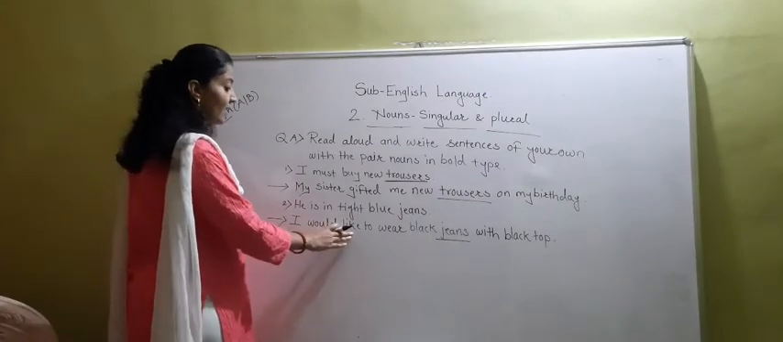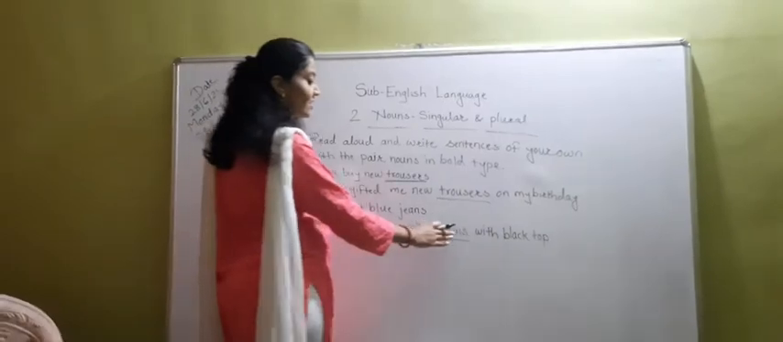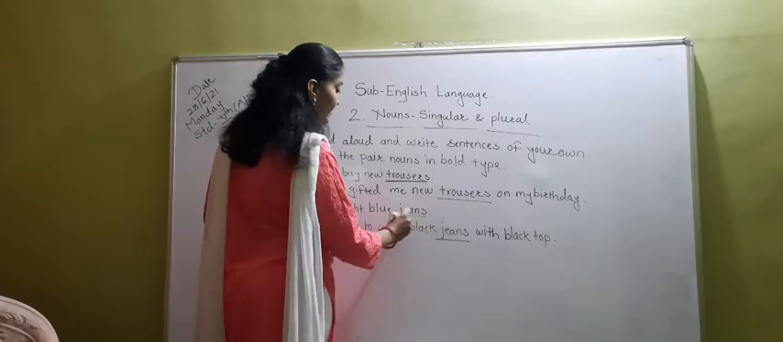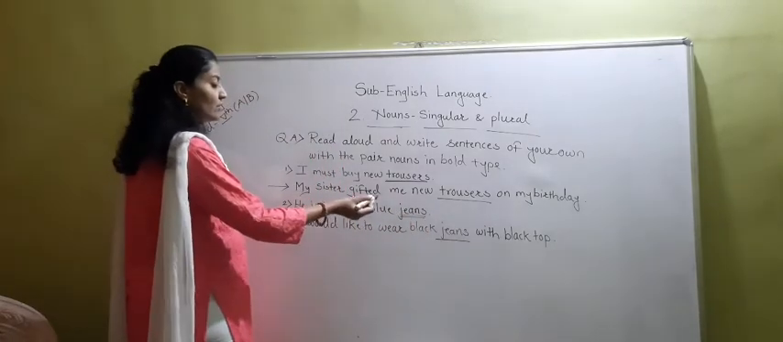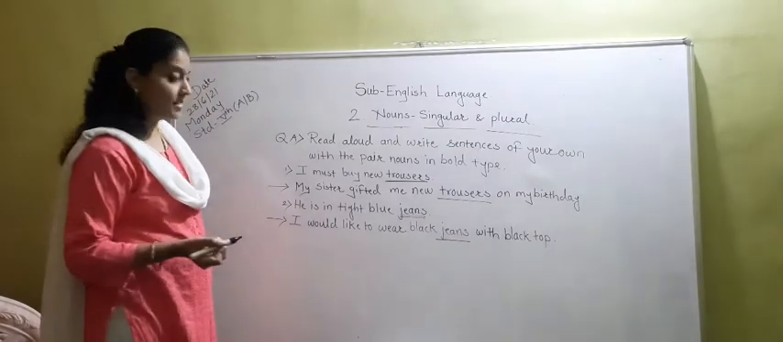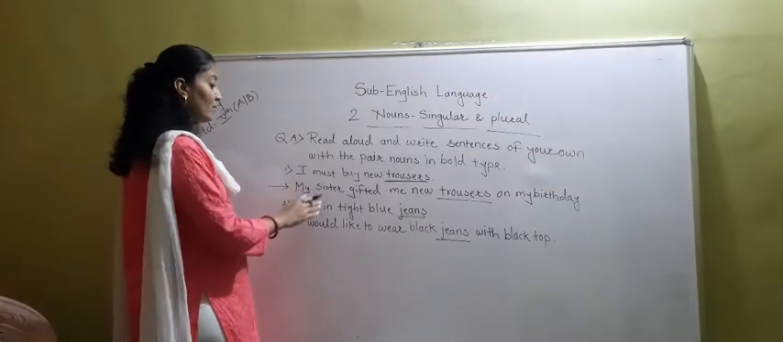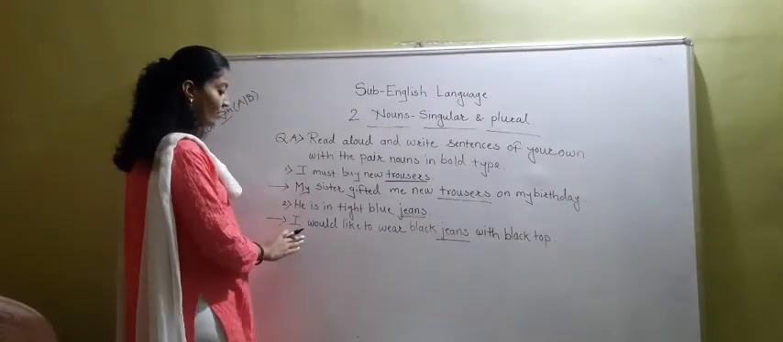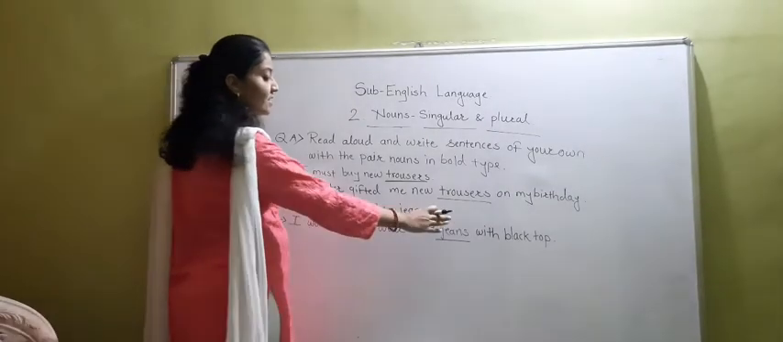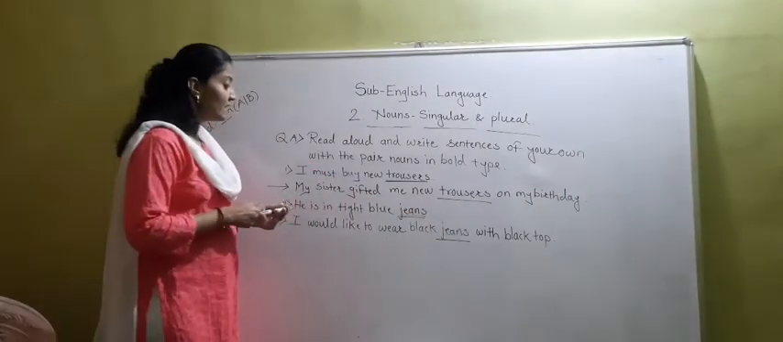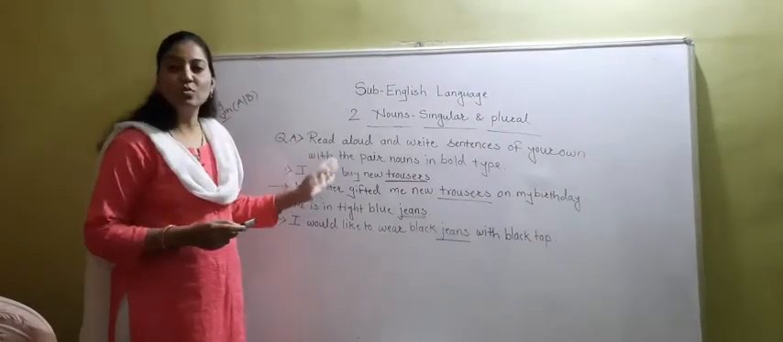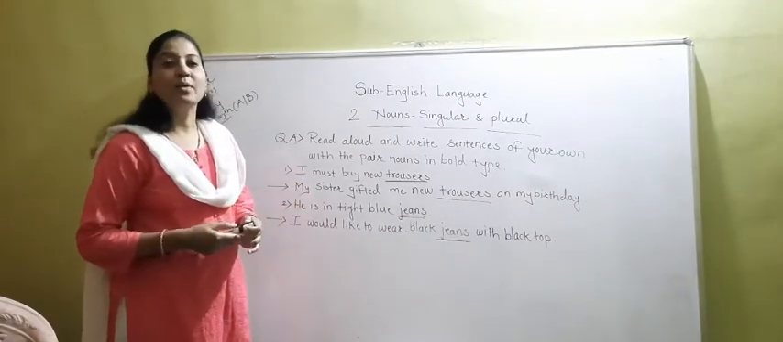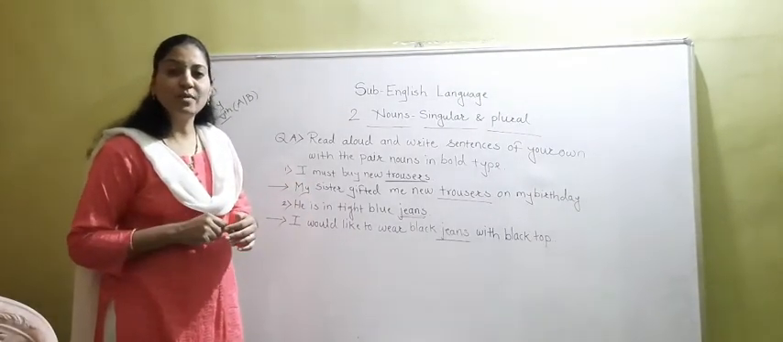I would like to wear black jeans with black top. So which word is the pair noun here? The pair noun here is jeans. You have to use this word and form your own sentence. I have written here my sentence, but you can write your own. Now, have you understood this? You have to use these pair nouns and form your own sentence. But remember that the sentence should be meaningful.